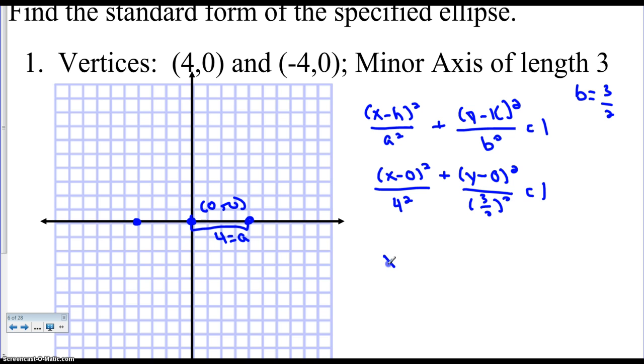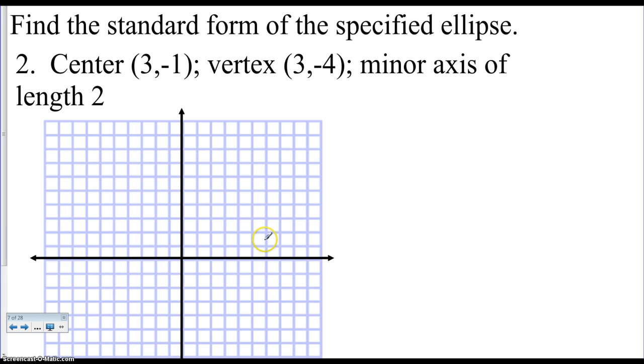So what happens is my equation is going to turn out to be x squared over 16 plus y squared over 9/4 equals 1. So let's look at another one.